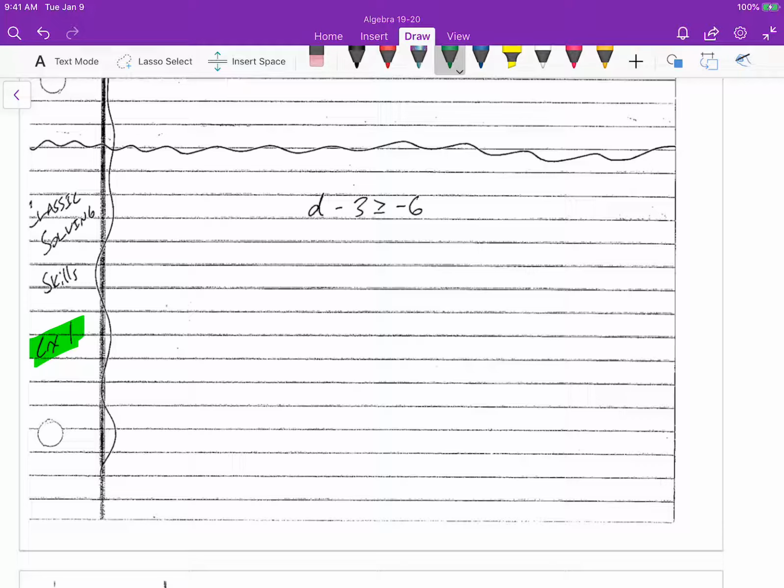We are going to use our classic solving skills to pretend in secret like this is an equal sign. We know it's not an equal sign, but we're going to solve like it's an equal sign. So we would do everything the same. I'm going to use my green to add the 3 to both sides. So I would get my answer D equals -3 here.